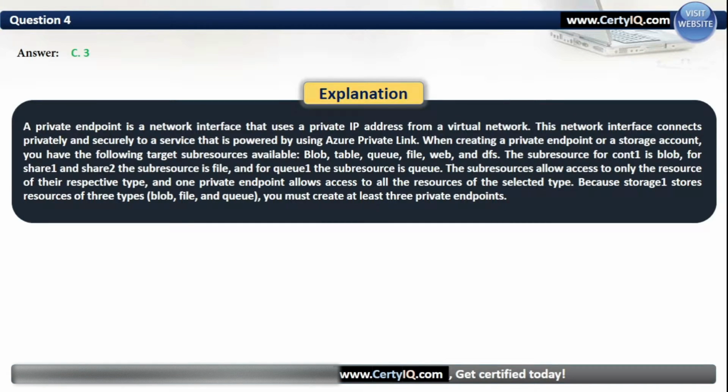A private endpoint is a network interface that uses a private IP address from a virtual network. This network interface connects privately and securely to a service that is powered by using Azure Private Link. When creating a private endpoint for a storage account, you have the following target sub-resources available: blob, table, queue, file, web, and DFS. The sub-resource for cont1 is blob, for share1 and share2 the sub-resource is file, and for Q1 the sub-resource is queue.